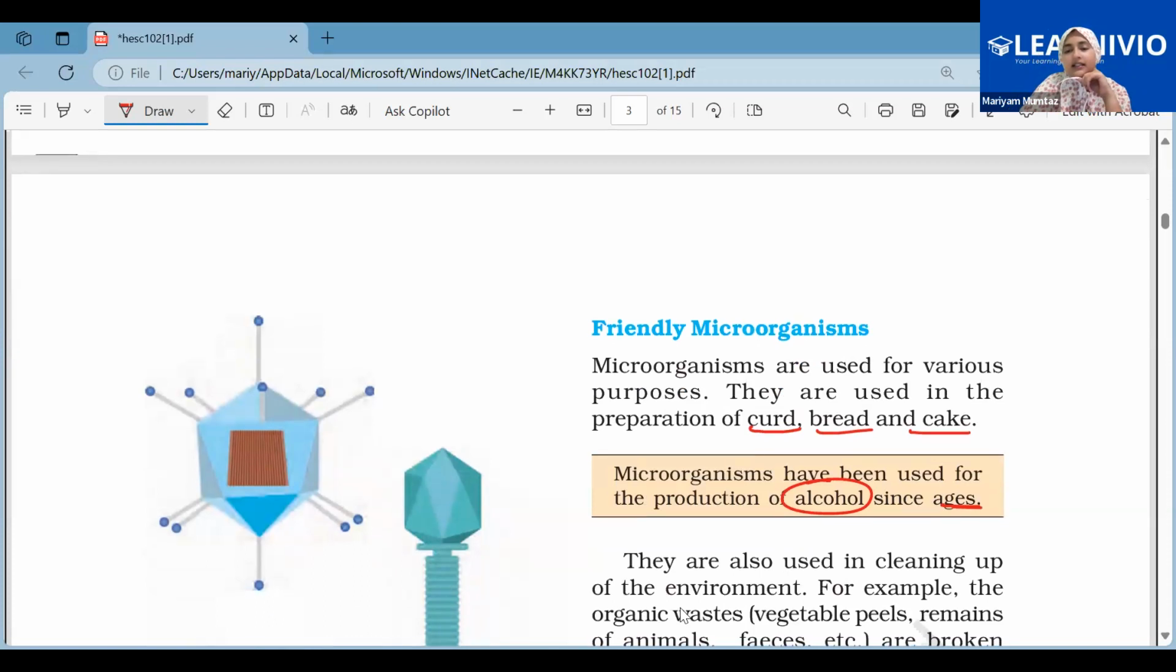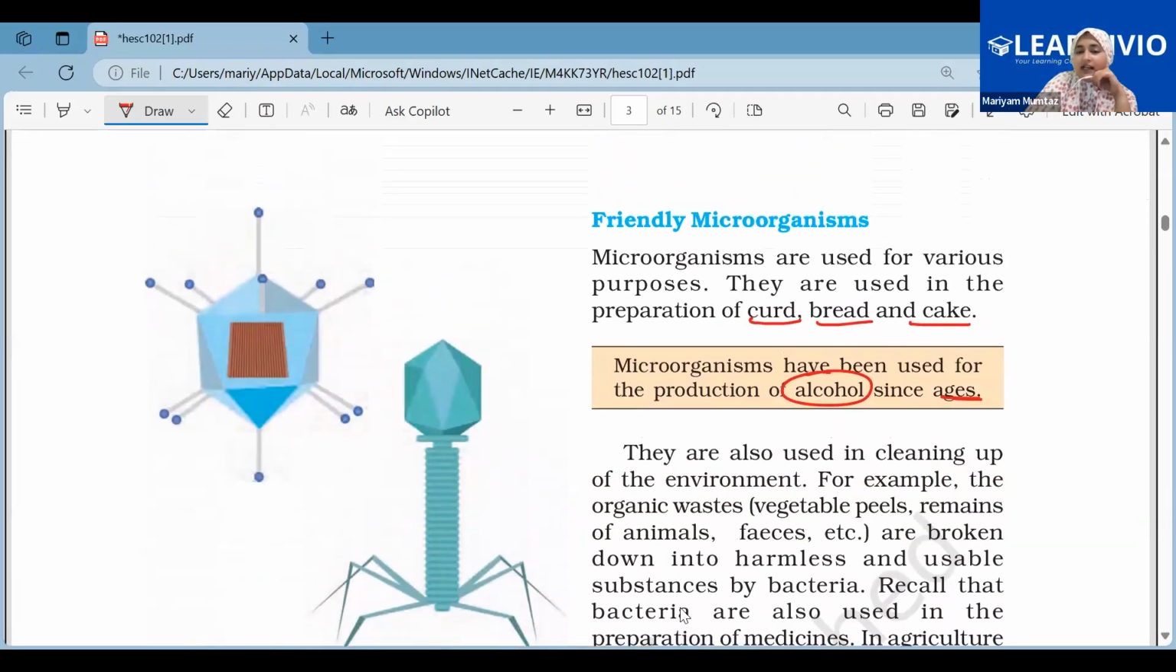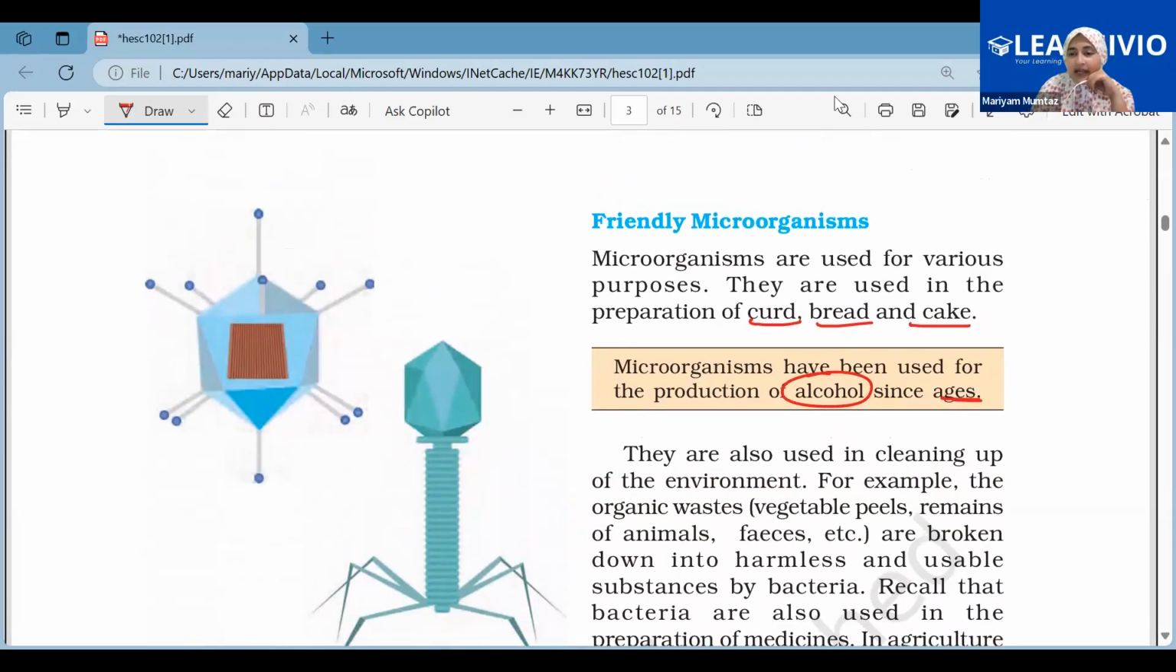I was saying that microorganisms have been used for a really long period of time. Now, apart from making curd, bread, cakes, they are also used in cleaning up the environment. For example, the organic waste, such as vegetable peels, remains of animals.